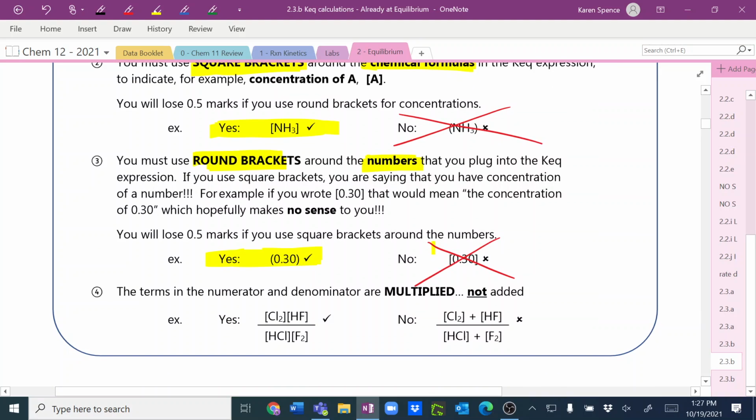And lastly, but not leastly, this is the one we mentioned before. The terms in the numerator and the denominator are multiplied. They are not added. So you don't want those plus signs dropping down on your paper out of nowhere because your brain had a glitch. So try not to do that. Okay?